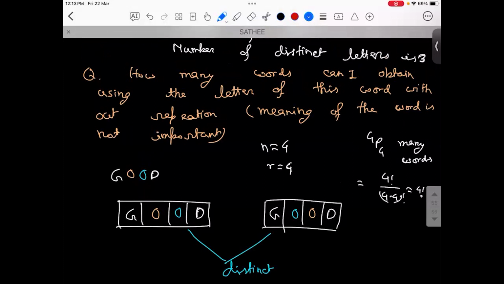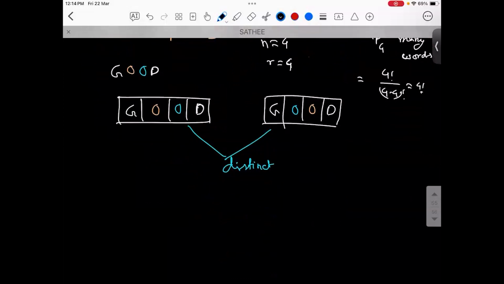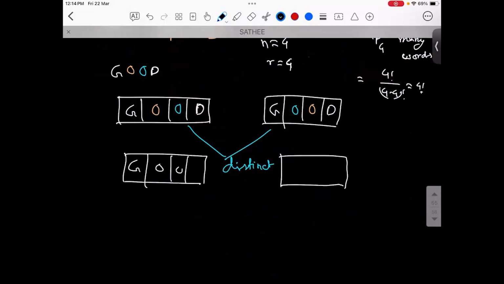From the point of view of permutation, because we have one red O and one blue O. So one case, red O first, blue O second. Another case, blue O first, red O second. So these 2 are distinct cases from the point of view of permutation. But in general, this O is not distinct, right? Both the O are actually the same. So whatever we get, both are exactly the same. GOOD, GOOD.